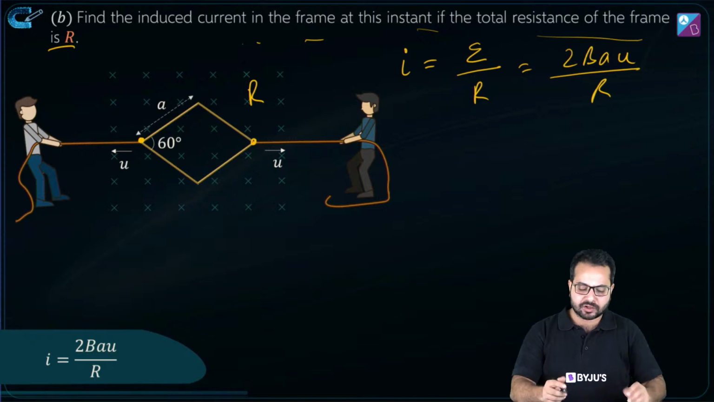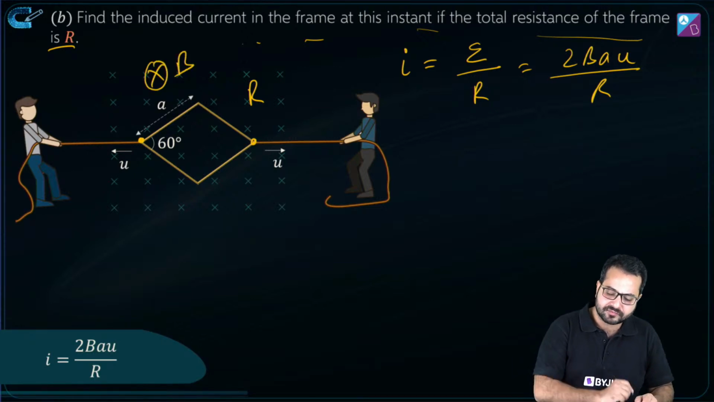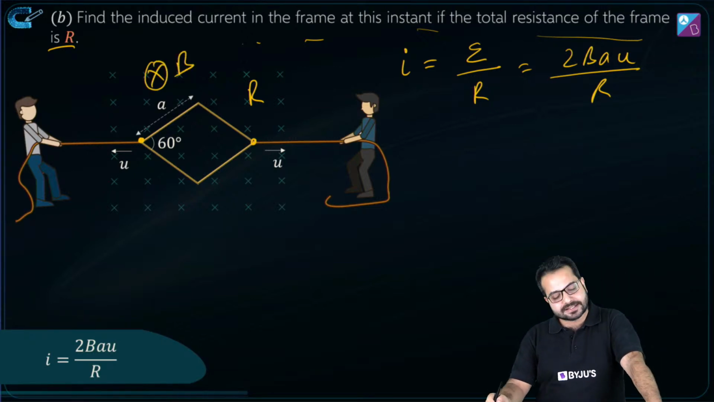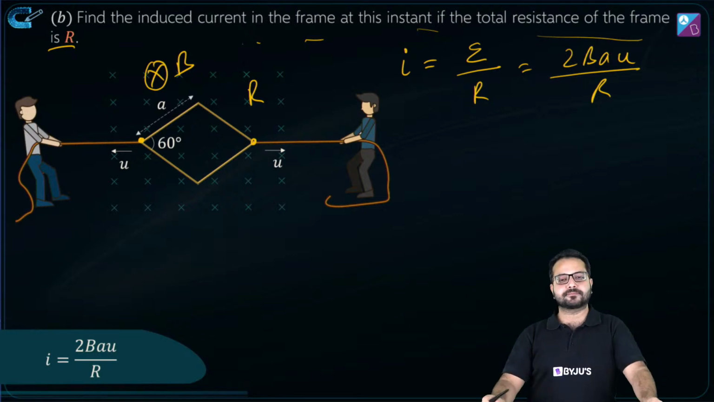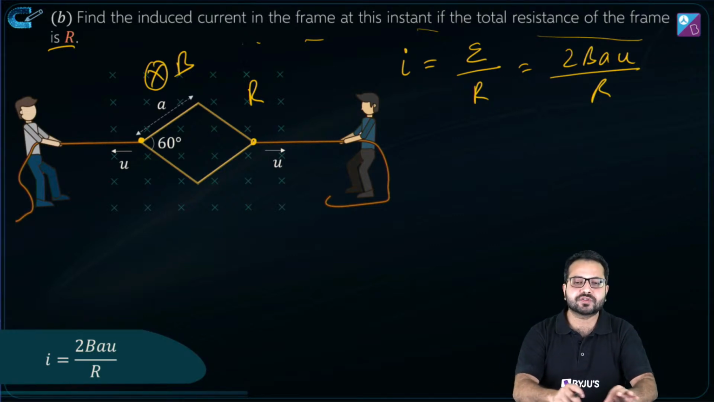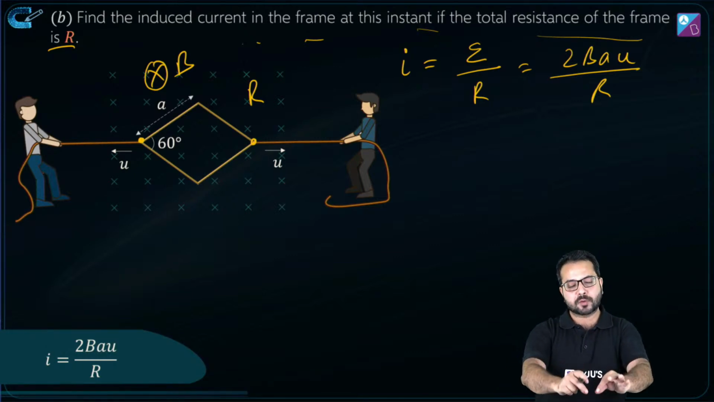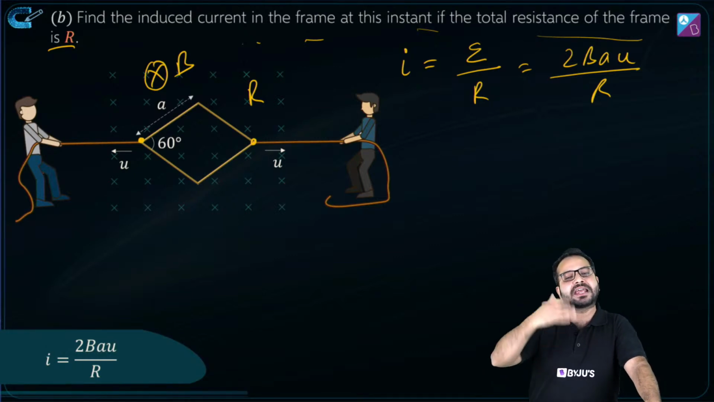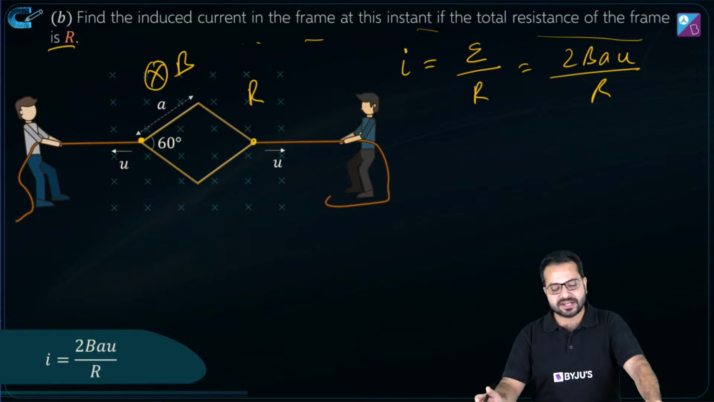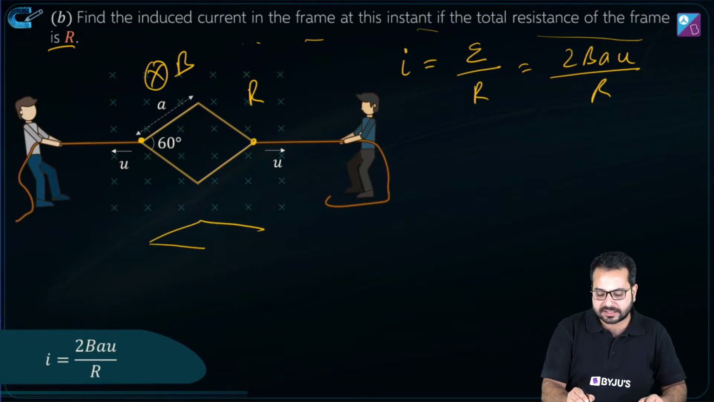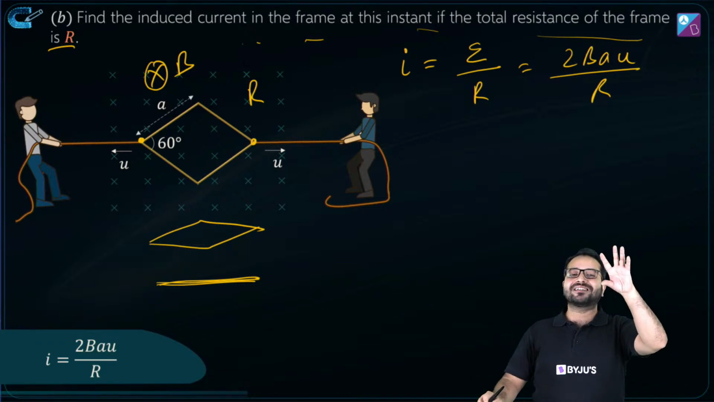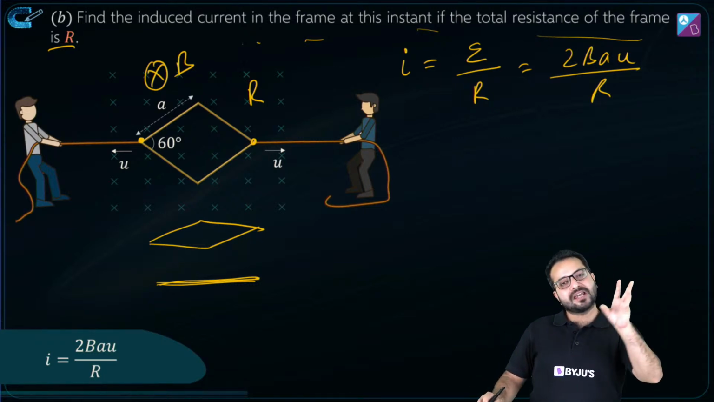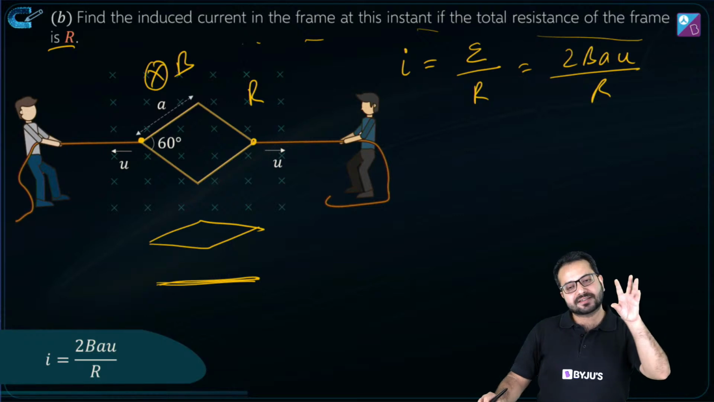Now what is happening? The magnetic field is going inside. Can you see the magnetic field is going inside? If the magnetic field is going inside, there's some flux. Now if we are deforming this frame, what is happening? Is the area increasing or decreasing? The area is decreasing. This is going to become like this, and finally it is going to become a straight line. Now if the area is decreasing, the magnetic flux is decreasing.